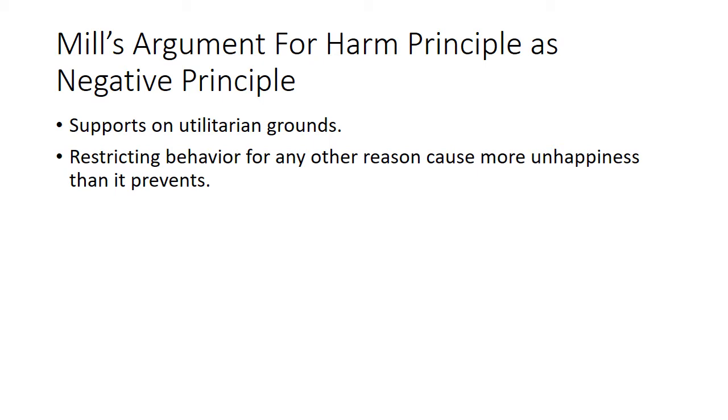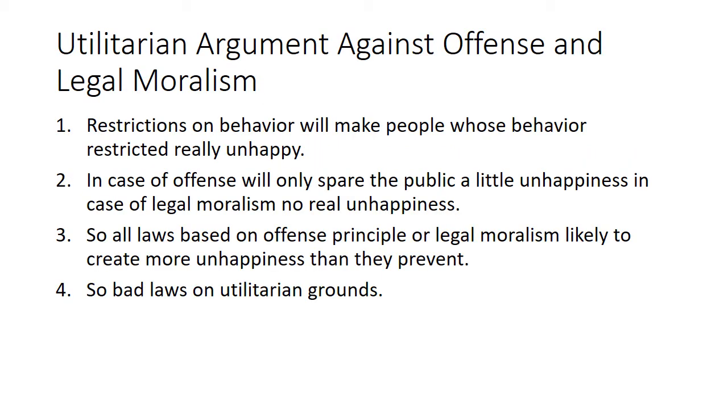for restricting behavior that harms others, but when the behavior doesn't harm others, well, there aren't any good utilitarian reasons. In fact, utilitarian reasons will say we shouldn't restrict the behavior. So let's look at Mill's arguments against the offense principle and the principle of legal moralism and paternalism. He'll give utilitarian reasons for thinking these are bad reasons to restrict behavior.